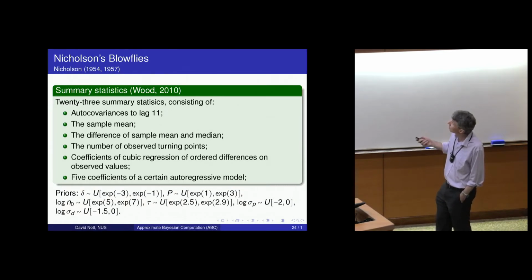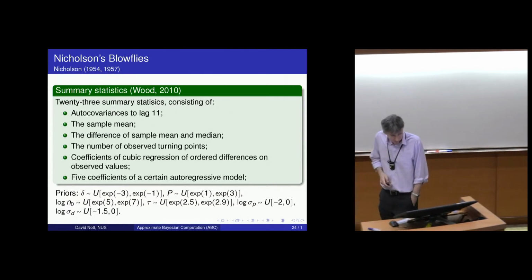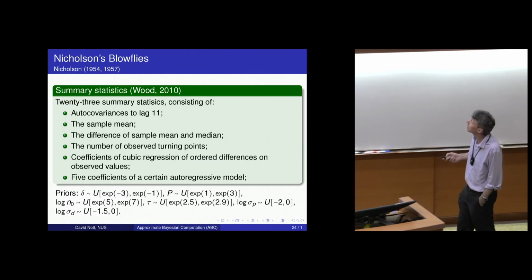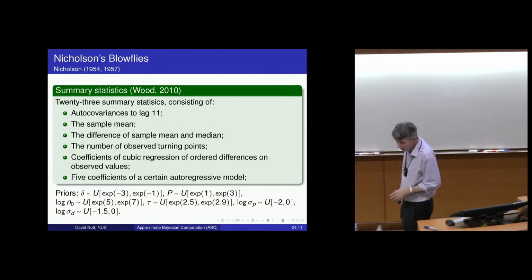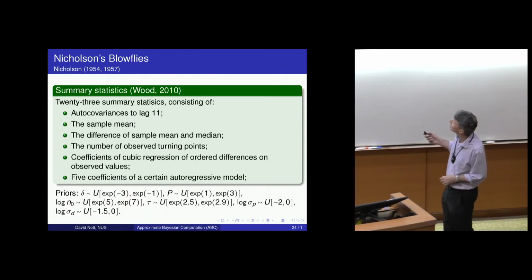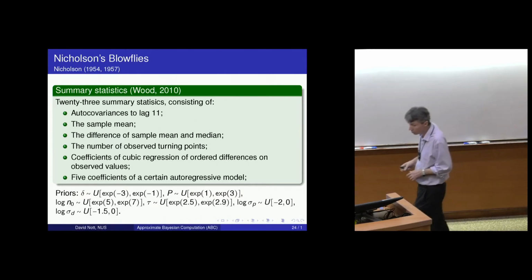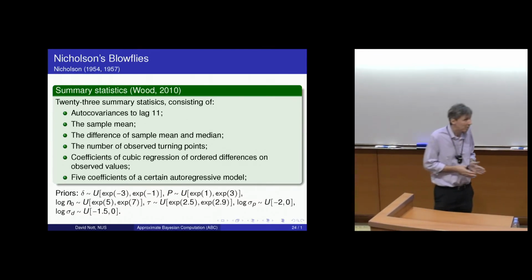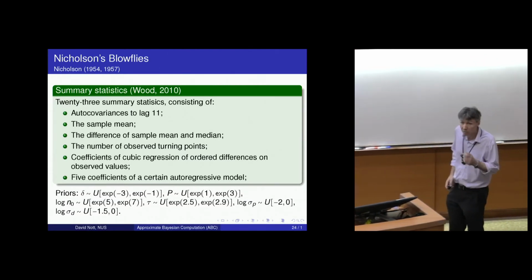So these were the priors that we used on the parameters in that model by Wood. So I'm going to use the same priors here. For implementing his synthetic likelihood, Wood suggested a 23-dimensional summary statistic. So again, the summary statistics he considers here are a combination of statistics that measure aspects of the marginal distribution and statistics that relate to the dependent structure. So you have autocovariances to lag 11, sample mean, difference of sample mean and median, the number of observed turning points. Again, you can order the observed differences for both simulated and observed data and do a cubic regression of the ordered differences on each other to get some coefficients that are summaries for each simulated data set.